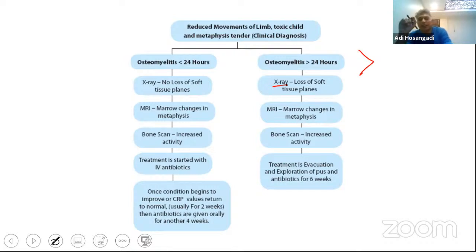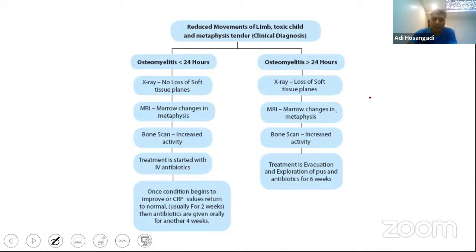X-ray changes are seen after 24 hours in the form of loss of tissue planes. Loss of tissue planes. But X-ray change doesn't always mean bony changes. Bony changes are seen on X-rays after 7 to 10 days only. But X-ray soft tissue shadows can be seen after 24 hours. Please remember this. Am I clear?